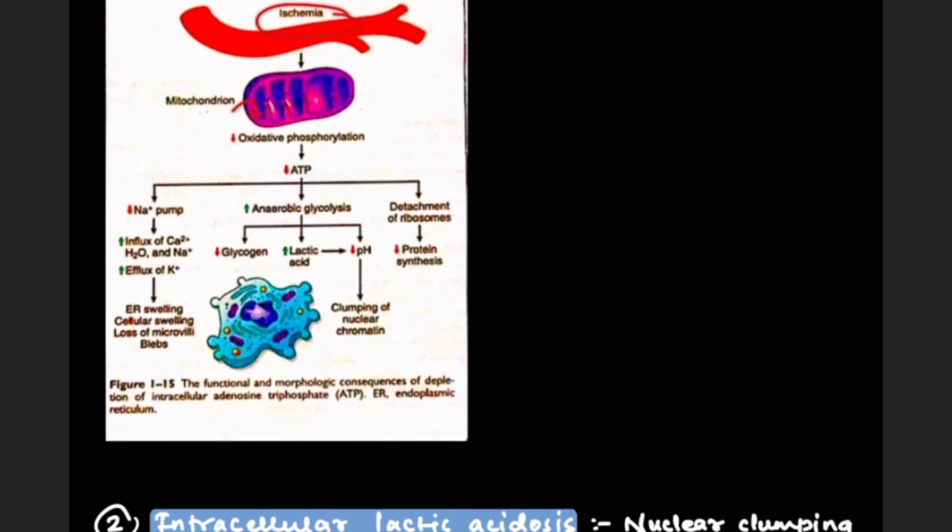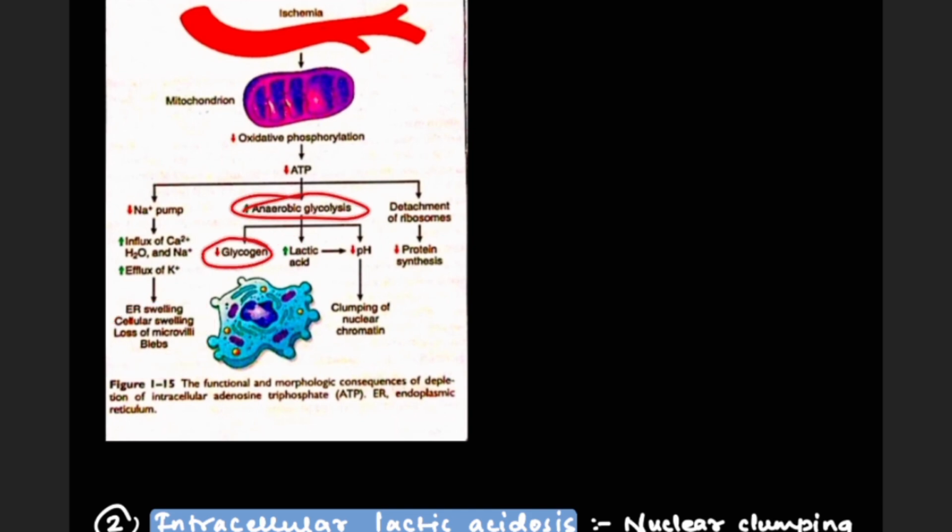That is, if there is ischemia, so in mitochondria there will be decrease in oxidative phosphorylation, so decrease in ATP, and it occurs due to three changes, that are failure in the sodium potassium ATPase pump, then anaerobic glycolysis and detachment of ribosome, that is decreased protein synthesis. So in this case there will be influx of calcium, water and sodium, and efflux of potassium, which will lead to ER swelling, cellular swelling, loss of microvilli and blebs.